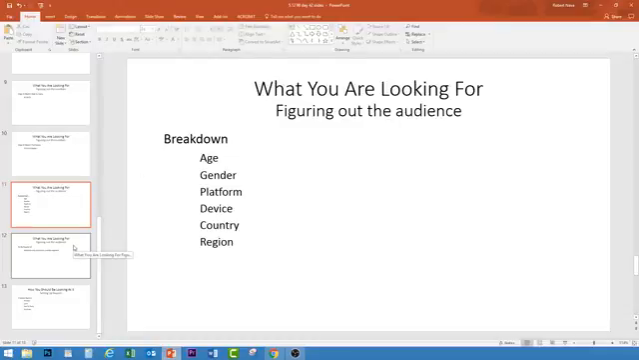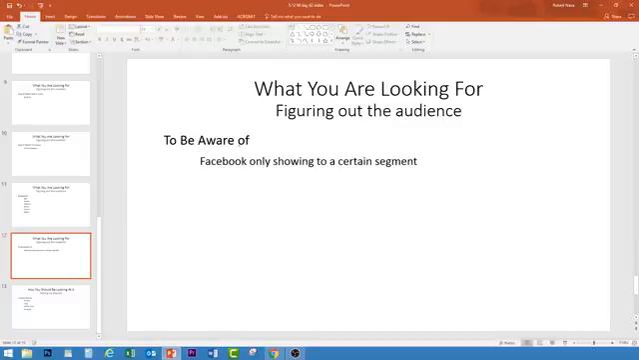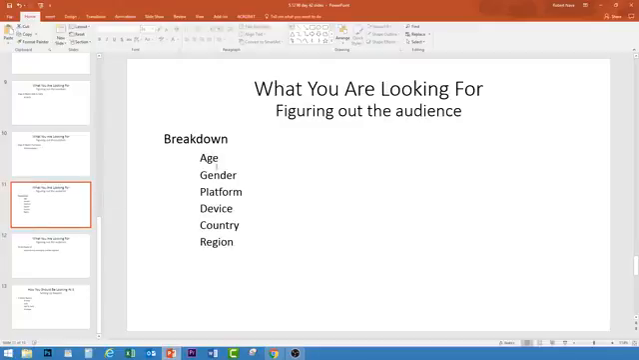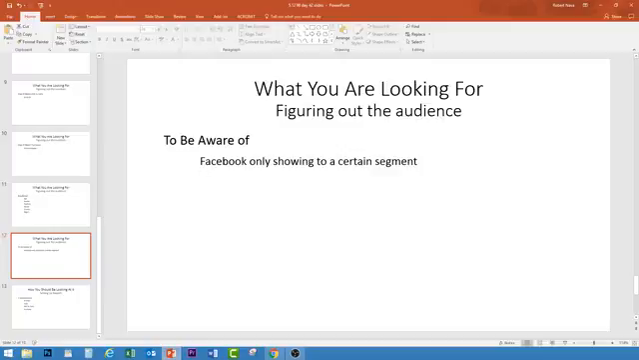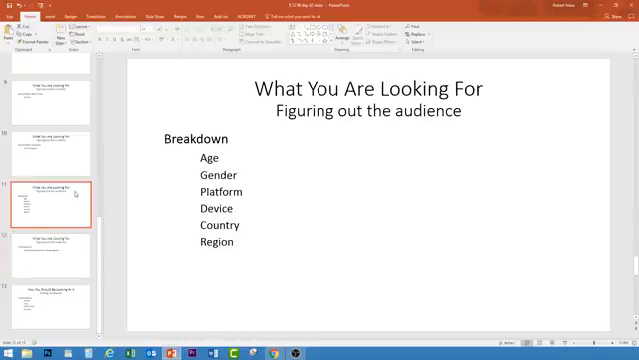So let's go. Okay, next slide. One thing to be aware of before we start looking at some of this stuff: that's why I have this right here, the breakdown. That's why we look at the breakdown, because Facebook could only be showing to a certain segment within our overall audience. So if I am targeting ages 18 to 65, and let's say my click costs are coming in, my link clicks are costing me 20 cents. When I'm looking at my reporting, targeting ages 18 to 65, my link clicks are costing me 20 cents.